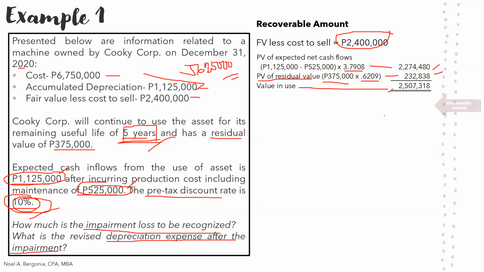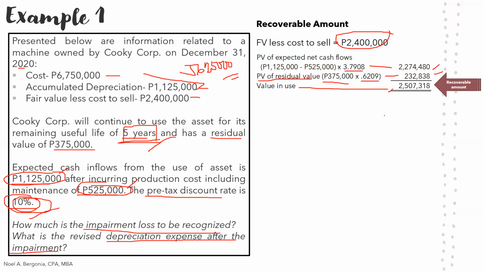Ang sagot is yung 2,507,318 or the value in use which is higher. Okay, so are we clear on that? All right, very good. Now, the next would be computing the impairment loss.